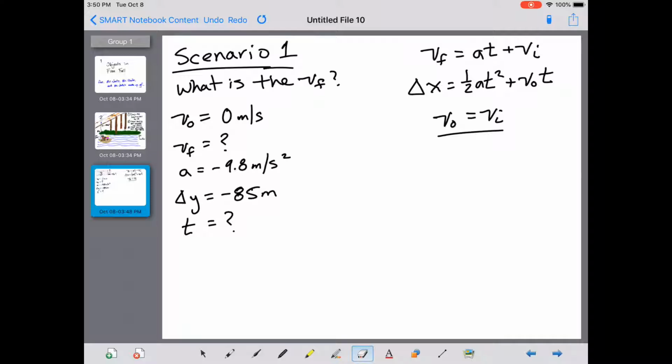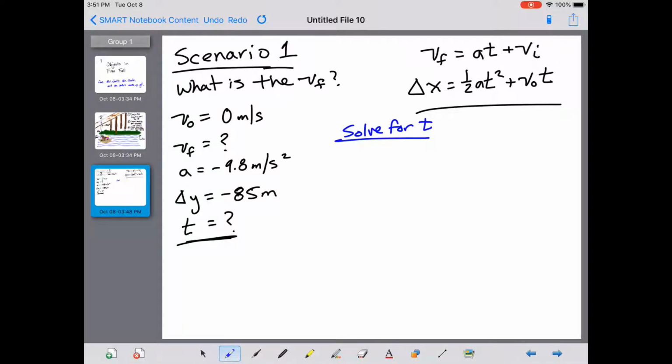All right. First thing we need to do here is we need to solve for time. Time is the thing that will help us find that V final because time exists in both of these equations. The place where I'm going to solve for time is in this equation right here. So first thing I want to do is take that equation and rearrange it to solve for time algebraically. So I got delta X equals 1/2 AT squared plus V initial times time.